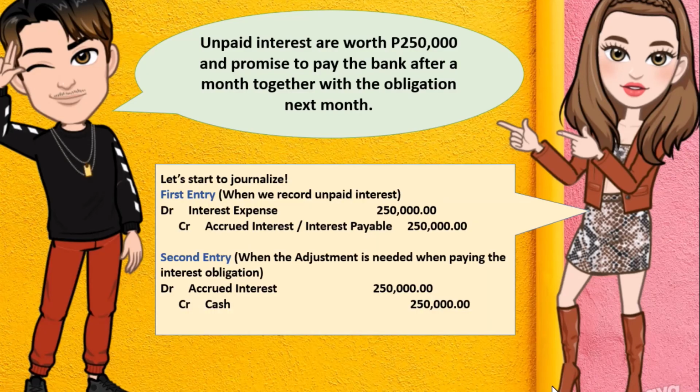So let's start to journalize. First entry, when we record unpaid interest: we record it as debit interest expense, 250,000, and credit accrued interest or interest payable, 250,000. Second entry is when the adjustment is needed when paying the interest obligation. So we debit accrued interest, 250,000, and credit cash, 250,000.